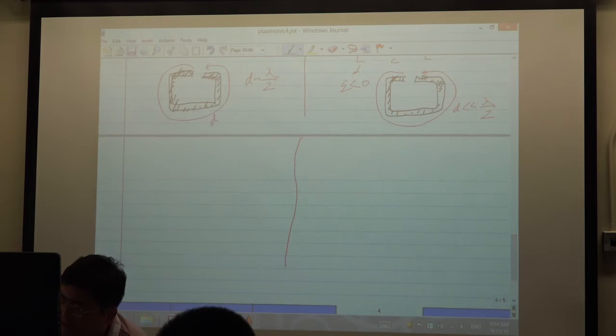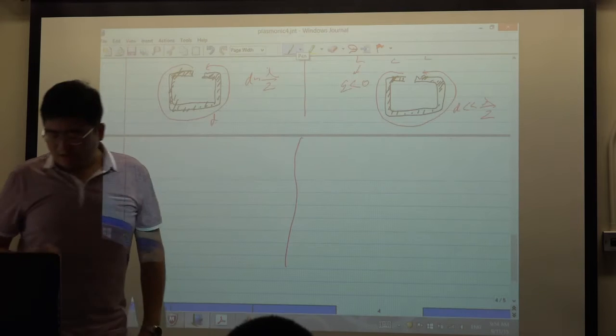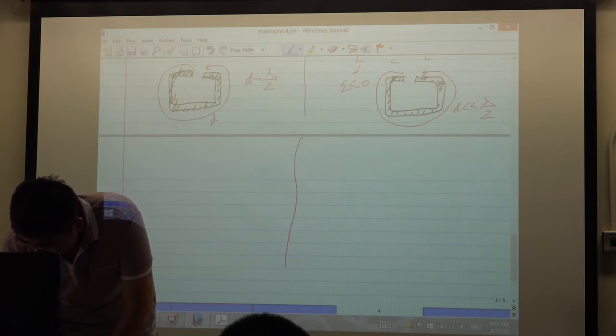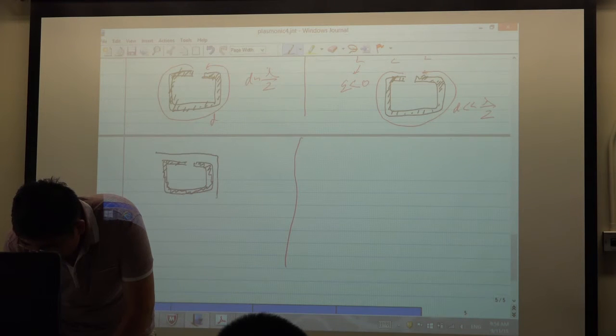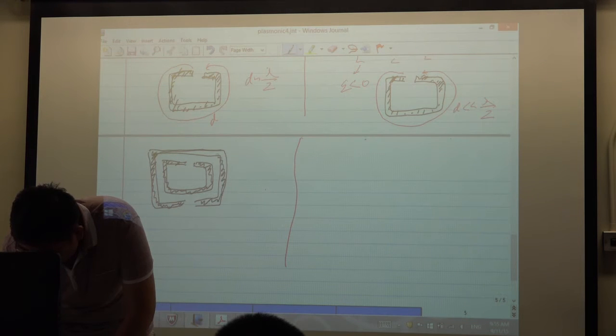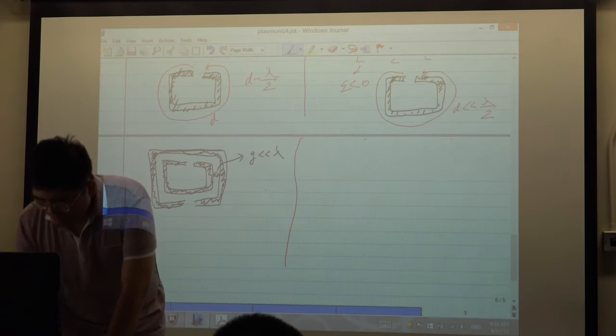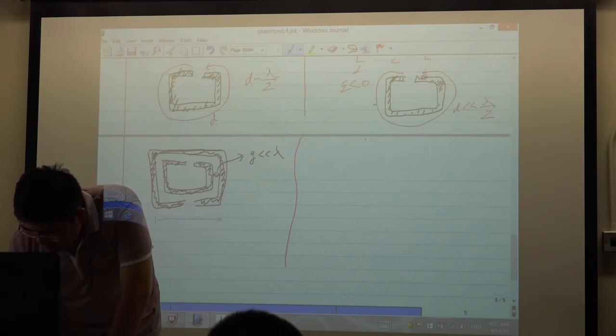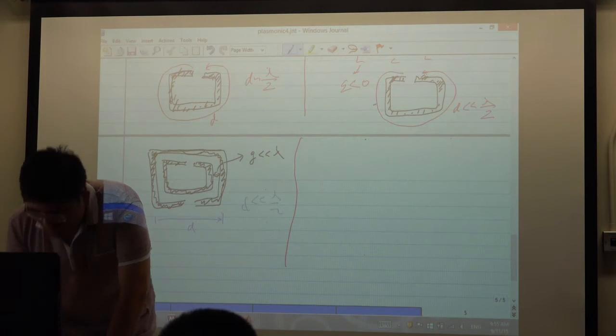So in microwave people are very smart. They said, because the gap capacitance is too large, people do this. Because the capacitance here, this they call the gap size, is much smaller than the wavelength, they can increase the capacitance to make the total structure, D, much smaller than the half wavelength. This is the way for microwave.